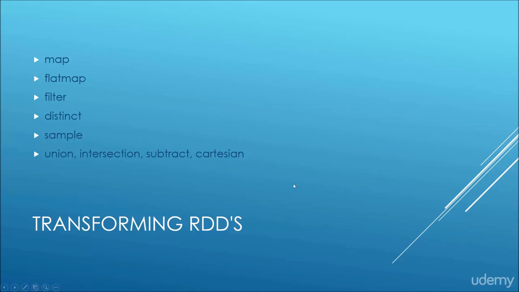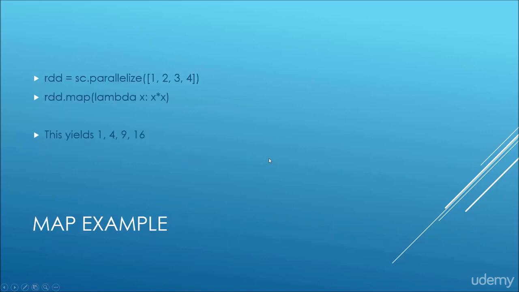So again, not a lot of different operations, but they're all very powerful, and they allow you to input your own functions for transforming one data set into another using RDDs. Here's an example just to make it a little bit more real.